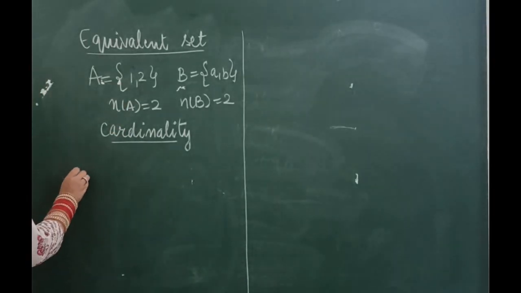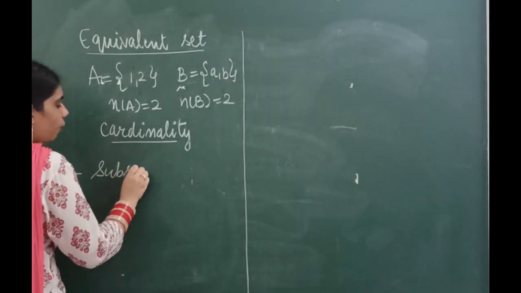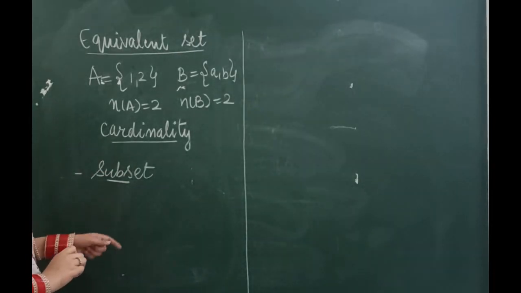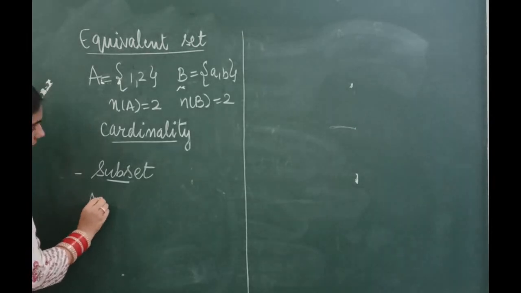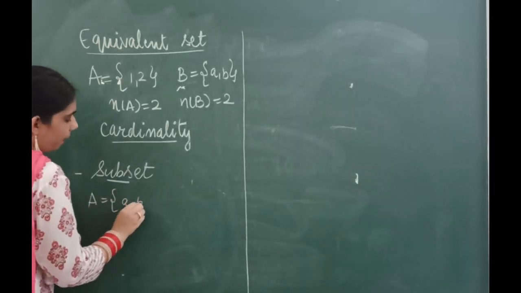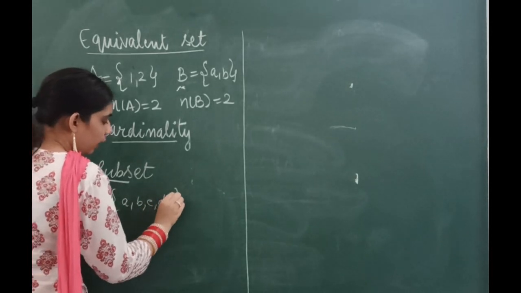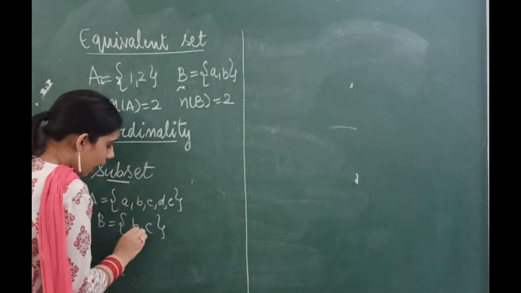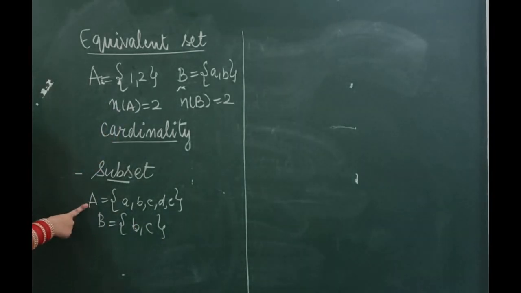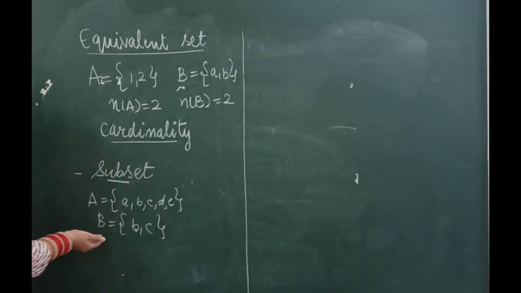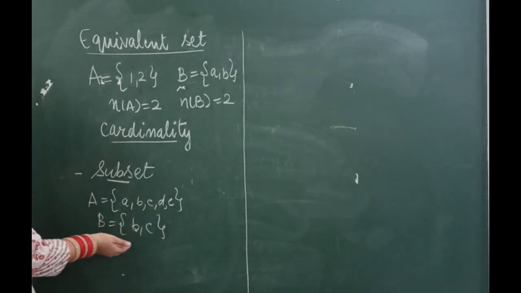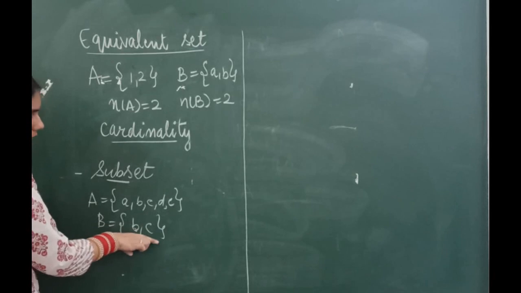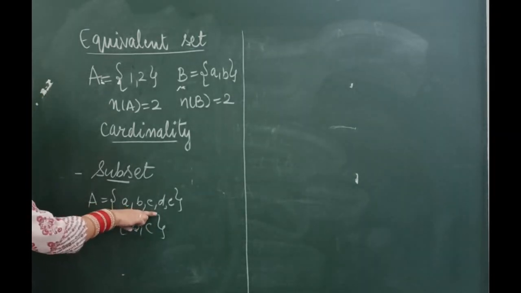Students, now we'll talk about subsets. You have already done the concept of subset in the last lecture, but let us just revise it once more. I take a set A which has elements a, b, c, d, e, and I take another set B whose elements are b and c. As you can see, set A is a bigger set because it has 5 elements and set B is a smaller set because it has only 2 elements. But we know that the elements of B are contained in the elements of A.